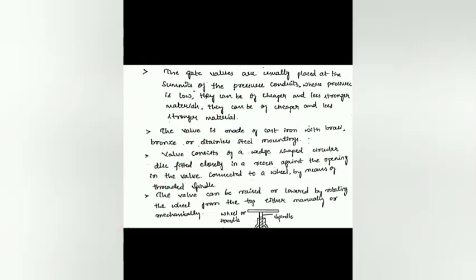Next, the valve is made of cast iron with brass, bronze or stainless steel mountings. So metallic items like cast iron, brass and bronze will be used to make the complete material used for the valves. The valve consists of a wedge-shaped circular disc fitted closely and pressed against the opening in the valve, connected to a wheel by means of a threaded spindle.